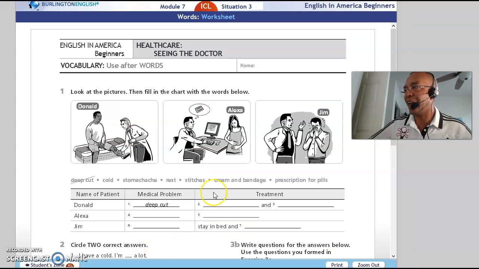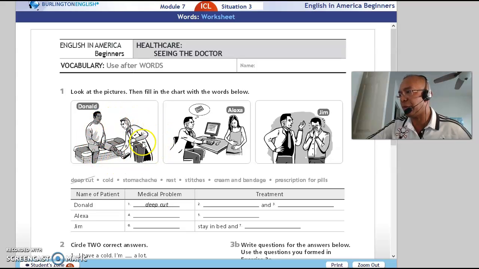Okay, so now we are here seeing the doctor. Now we are going to identify the problem that these 3 patients have and what would be the treatment. What would you think the treatment the doctor will suggest for them? Okay, so we have Donald here. We also have Alexa right here. And we also have Jim. Okay, so what is going to happen here?